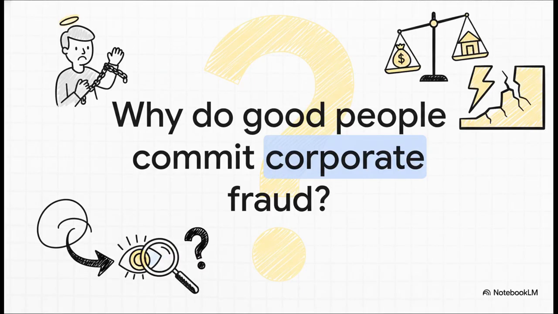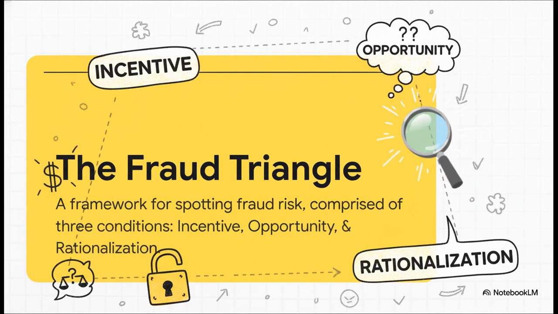So let's start with a really interesting question. Why on earth do good people commit corporate fraud? I mean, we tend to think of fraudsters as these evil, mustache-twirling villains, right? But the truth is, it's often normal people who feel backed into a corner. And if we as auditors can understand why they do it, we can get way better at spotting the warning signs. And to understand that why, we have an incredibly powerful tool called the fraud triangle.